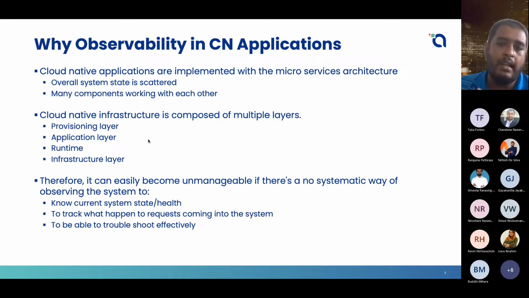So that's where the need for observability comes in. I mean, you feel the need for observability more in the cloud native space, right? So when you have a proper observability system established, you can very easily know, okay, what is the current state or health of my system, right? And also what has happened to each of my requests, right? So I will go into the details as to how we have implemented this.